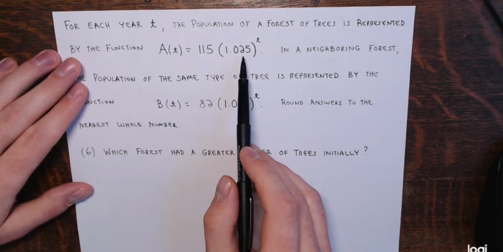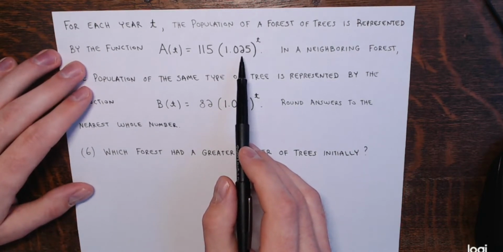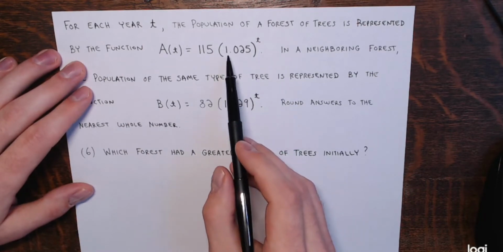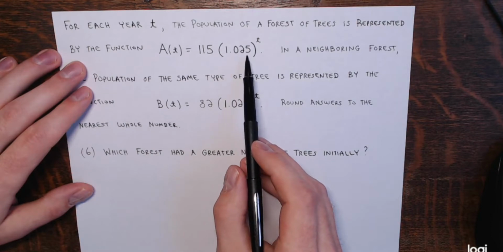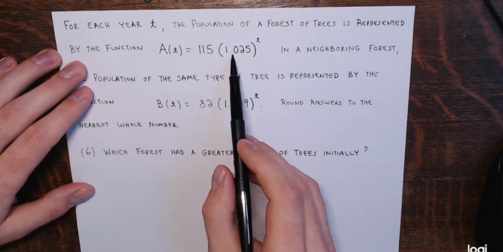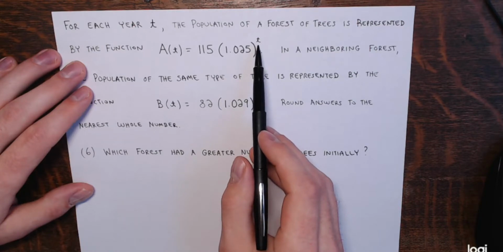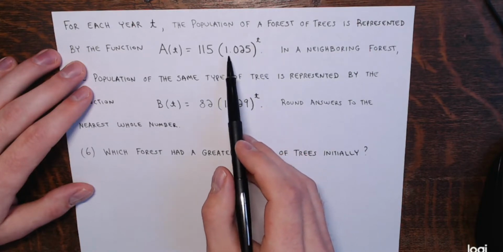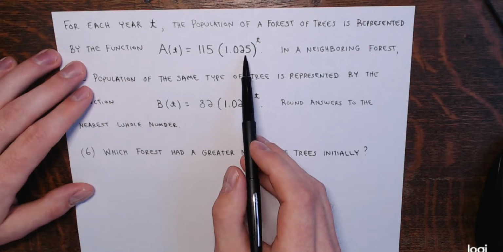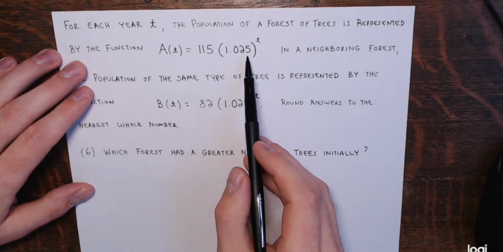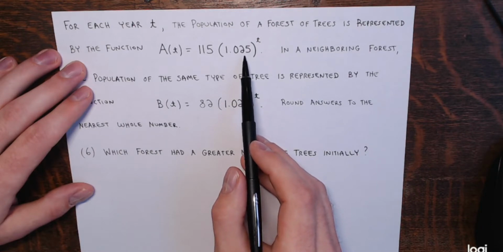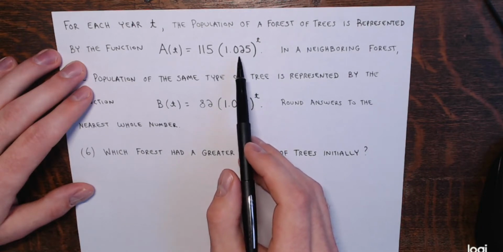So if you think about this, the base tells you, and we'll get more into exponential growth and exponential decay in a future video, see how the base here is 1.025? And then to the t power. This means every time I increase t by 1, the output is going to get multiplied by 1.025. That means there's an increase every year. The number of trees increases by 2.5%. Right? This is 2.5% more than 1.